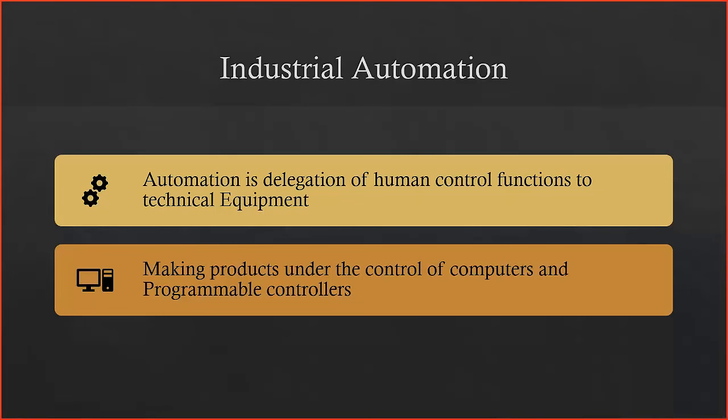And why do we need it? What is the purpose of going through this process of industrial automation, assigning the human control to the technical equipment? Because we have certain purposes. We want fast processes, we want to minimize the errors, we want to minimize the labor cost, and everything should be under check. The maintenance could be very easy. So that's the reason we move from manual control to automation.